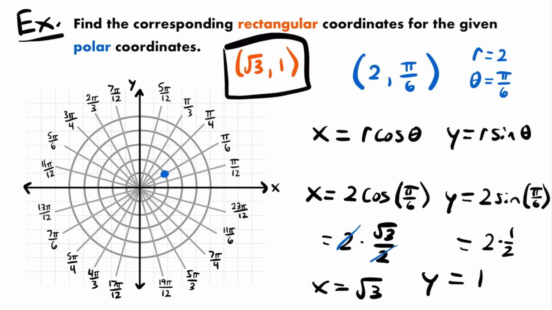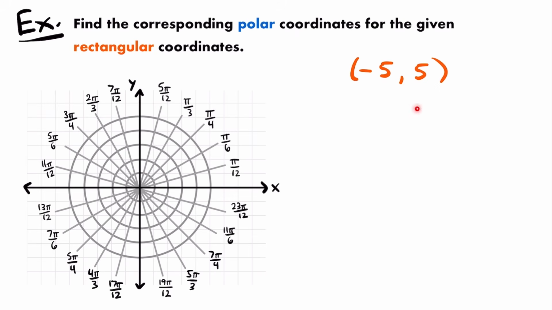Now let's take a look at converting from rectangular to polar. All right, so here's our example for converting from rectangular coordinates to polar coordinates. In this case, we want to find the corresponding polar coordinates for the given rectangular coordinates, and we have -5, 5. So the first thing that we should do here is plot this point so that we know where about our polar coordinates should be located.